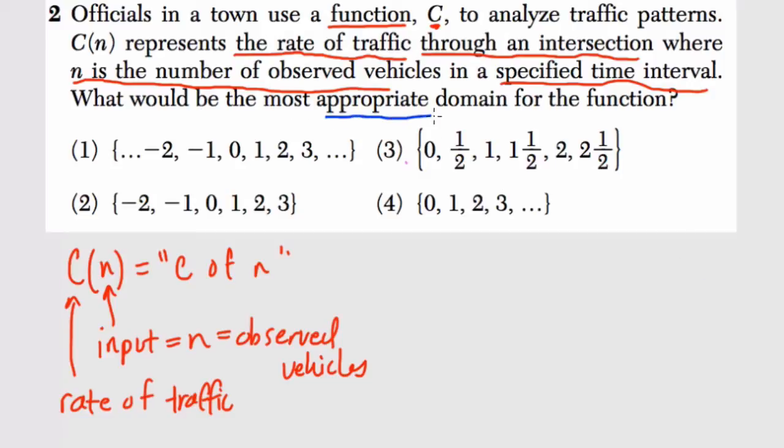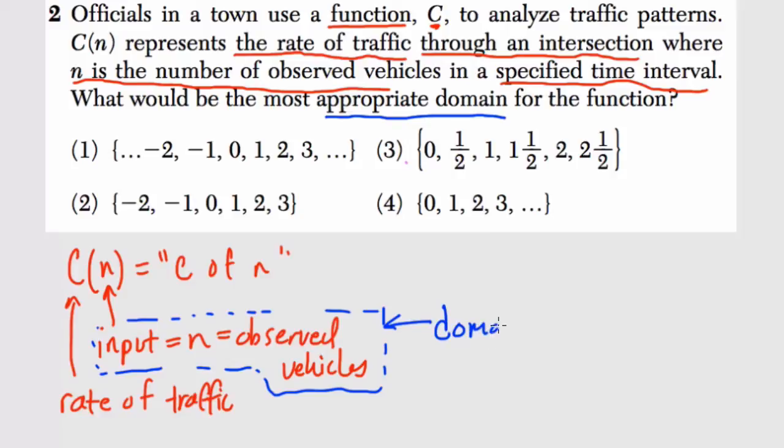So the appropriate domain, that's another way of saying all the values you would find in the input, right? So the input is the number of observed vehicles, and the types of inputs we get is called the domain. So in other words, if you're counting the number of cars, which of these number sets would represent the way you count those cars? And here we can eliminate three choices. We eliminate choice 1, because I wouldn't count cars as negative values. That wouldn't really make sense.